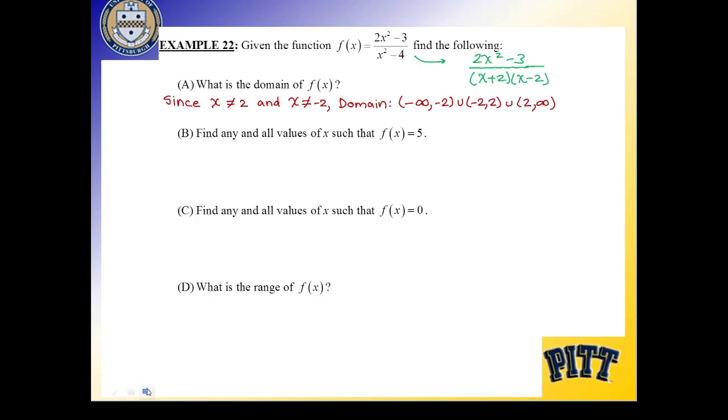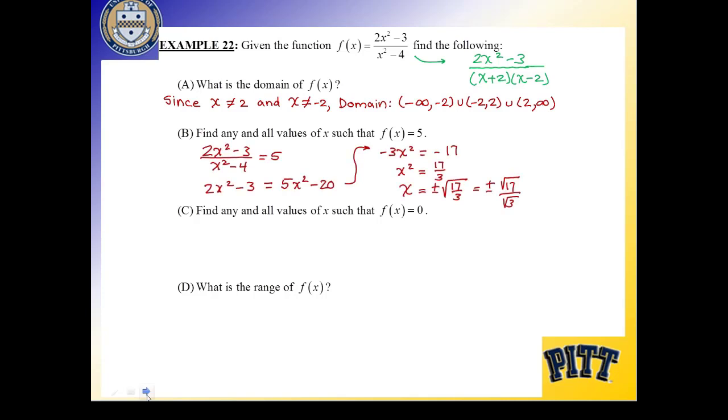Find all values of x such that f of x equals 5. Well, that means that we're going to set this equation, 2x squared minus 3 over x squared minus 4, equal to 5. I'm going to solve it as usual, because what I have here is two x's involved, but they're both the same exponent. So I could use basic equation solving techniques to solve this. I don't have to use any quadratic formulas or anything like that.